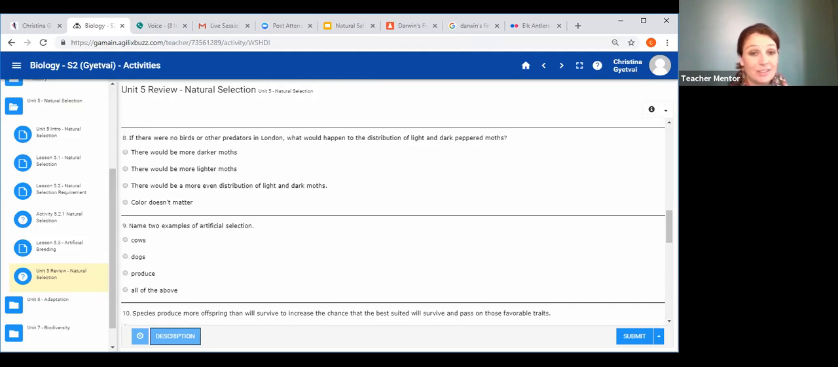All right, so if there's nothing to feast on these moths, we would see more of an even distribution of light and colored moths, for sure.